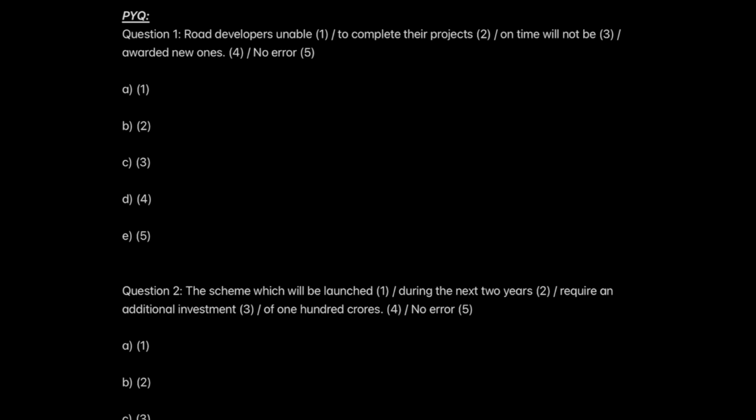On time will not be, on time again a preposition यहाँ पर भी problem create हो सकती थी, but on time सही है. Will not be awarded the new ones. Okay, awarded the new ones यहाँ तक भी सही है. तो जब सारे पार्ट सही है, then option 5 will be my answer, that is no error. So if you also said that it is no error, then congratulations, you are not tricked in the first question.